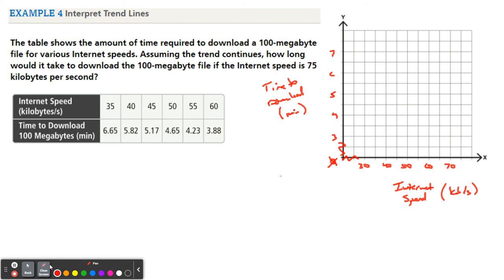Okay, and now we're going to graph our data. All right, so 35, 6.65. 6.6 is more than 6.5, so right around there. 40, 5.8 is just shy of 6. 45, 5.17. 50, 4.65. 55, 4.23. And 60, 3.88. Right? And you can see this negative association, right? As the internet speed increases, the time to download decreases, right?